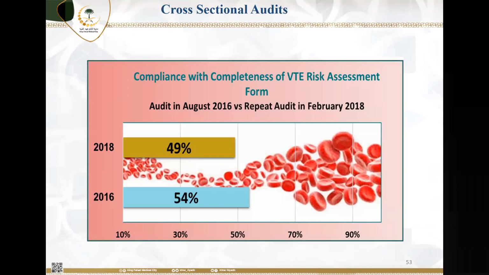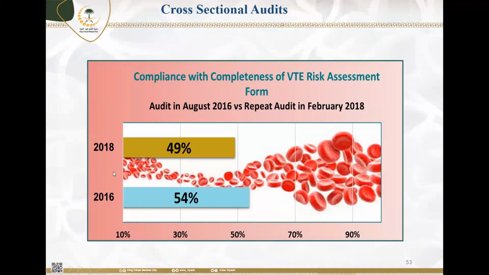So this is 2016-18, the compliance with completeness. What I mean is, about 95 to 100% of patients are on pharmacoprophylaxis, but the completeness of the VTE risk assessment form is deficient. There is a major gap, about 54% in 2016, 49% in 2018, and I will show you about 2019 and 2020.